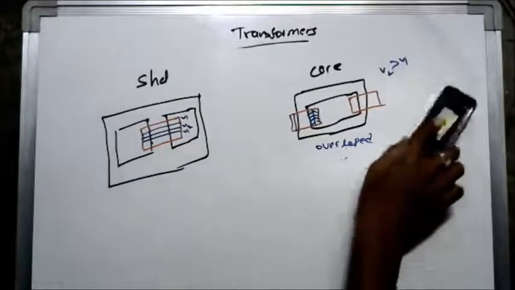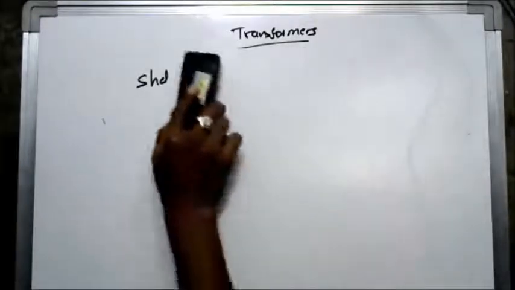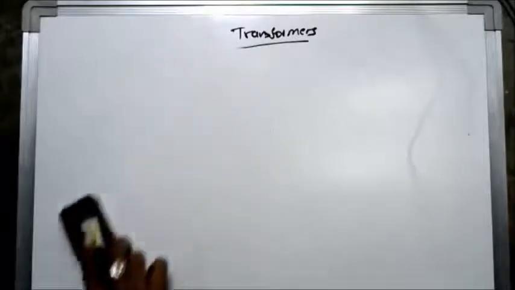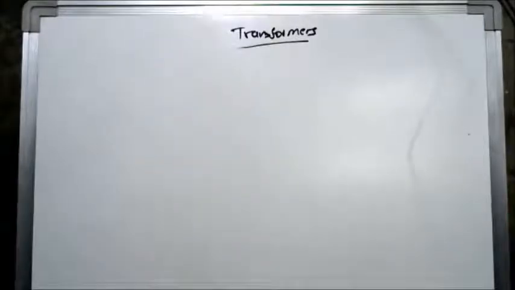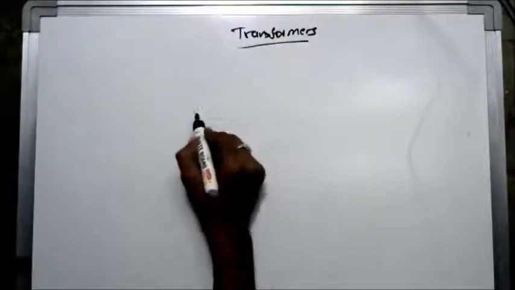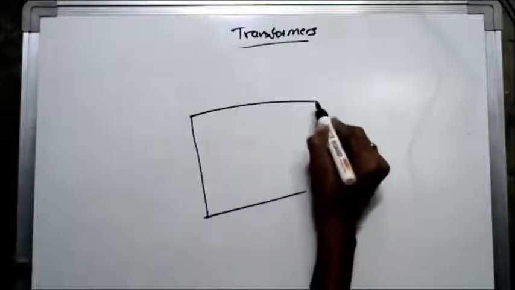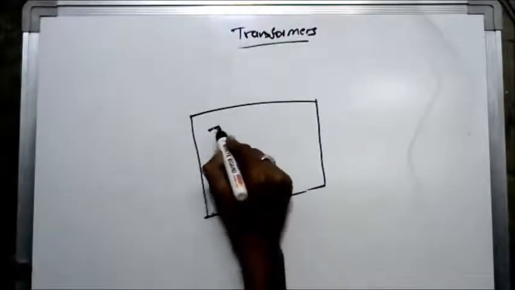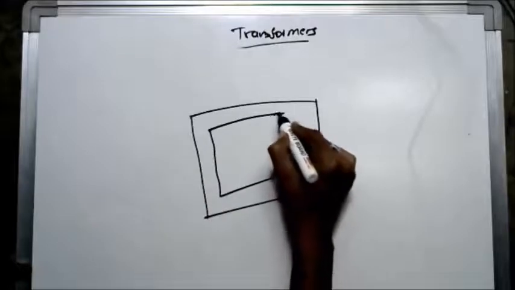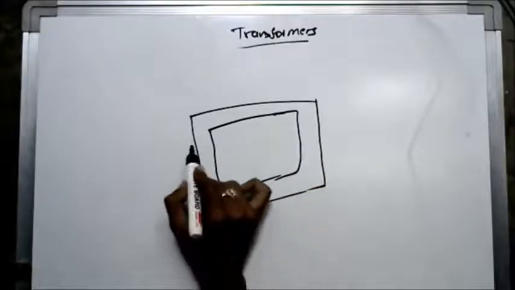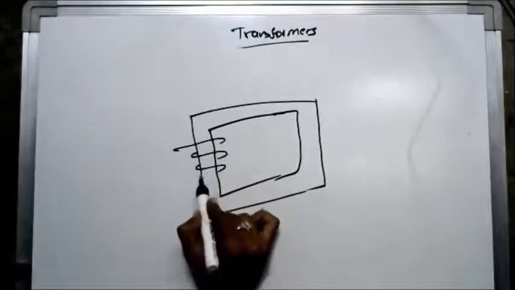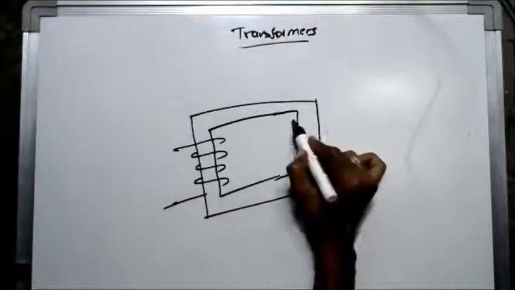Then we will go to the concept of transformer, meaning how the power is transferred from one circuit to another circuit without electrical connection. First take a core type transformer, taking the primary winding on the first limb and the secondary winding on the second limb for simplicity. This is a core type transformer. This is the primary winding. This is the secondary winding.